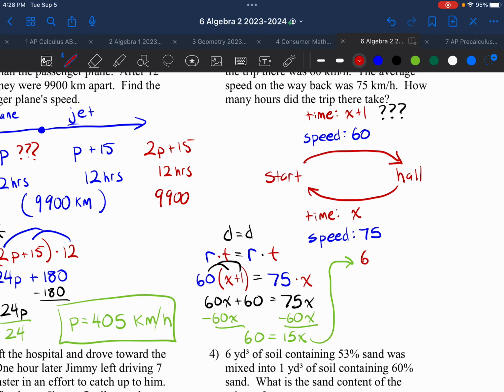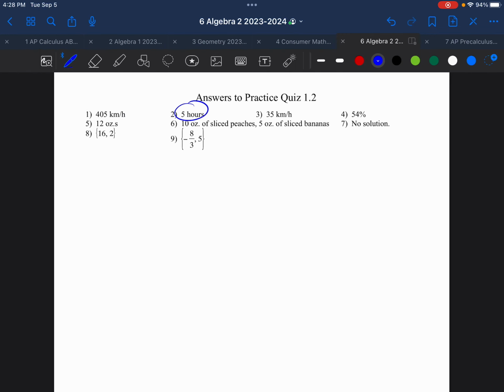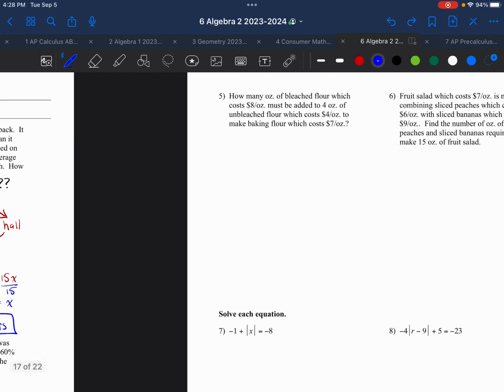And if I have 60 is equal to 15x to solve, I would divide by 15, and x is equal to 4 hours. Remember, we found x. We don't want x. This is the one that has the question marks. We need x plus 1. So take this number, add 1 to it, and the final answer here is going to be 5 hours. And let's check. 5 hours. 5 hours. We got it. All right. Let's do number 3.